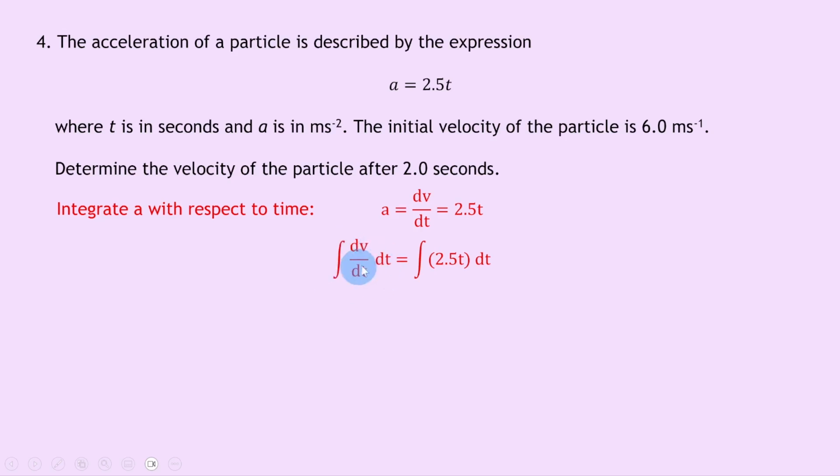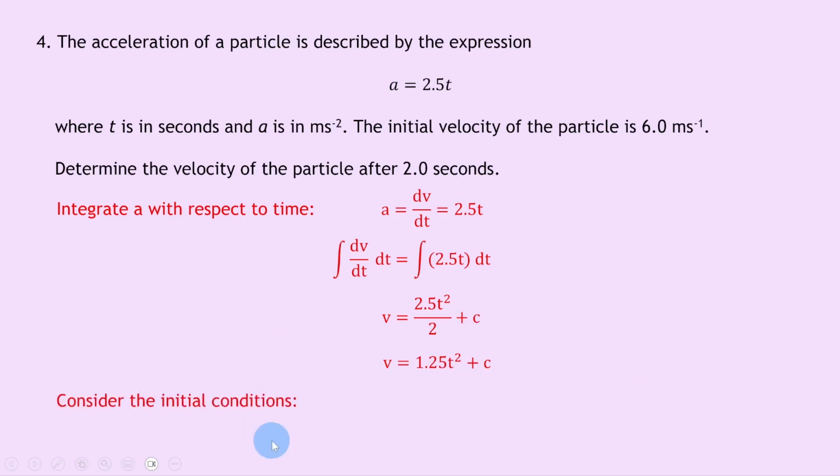Now integrating this acceleration with respect to time will just give us v on the left hand side, and then integrating this, remember we raise the power by 1 and divide by the new power, so that will give us 2.5t squared divided by 2 plus c, where c is a constant, and this simplifies to v equals 1.25t squared plus c.